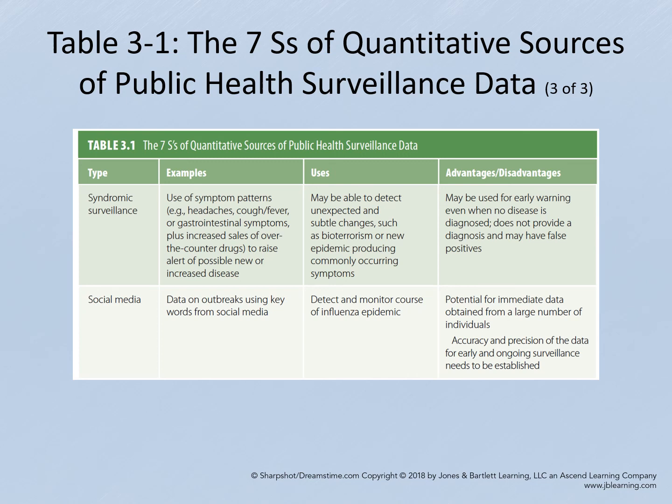So you're looking at the symptom patterns and you're assessing what are some over-the-counter medications, or how much of the medications are bought over-the-counter, or how many cases were there in the emergency room. The major use is that it is able to detect unexpected and subtle changes, such as bioterrorism or new epidemic-producing or commonly occurring symptoms. Major advantages: may be used for early warning even when no disease is diagnosed. It does not provide diagnosis and may have false positives, which is one disadvantage.